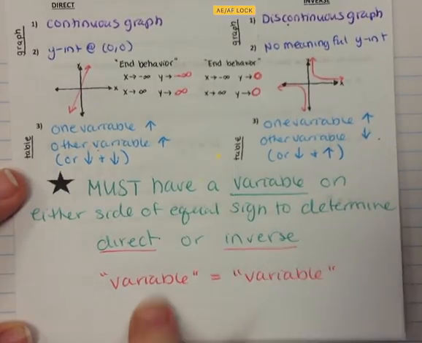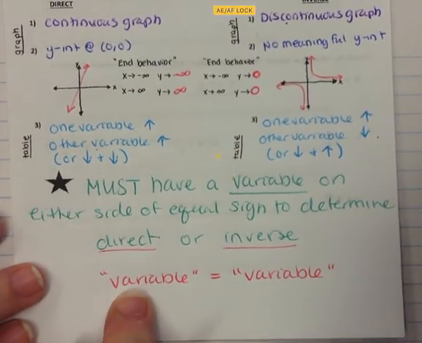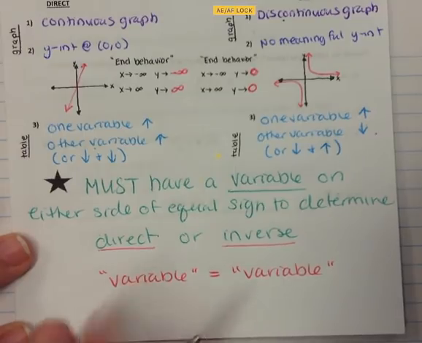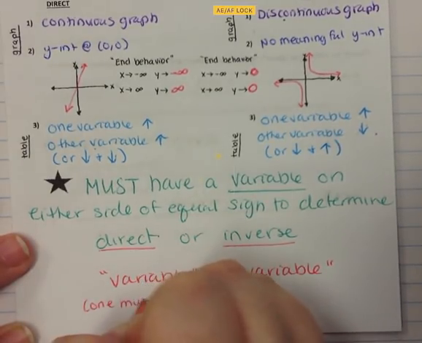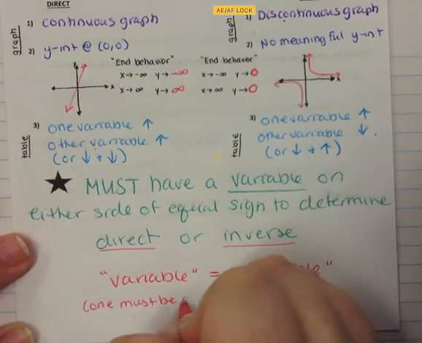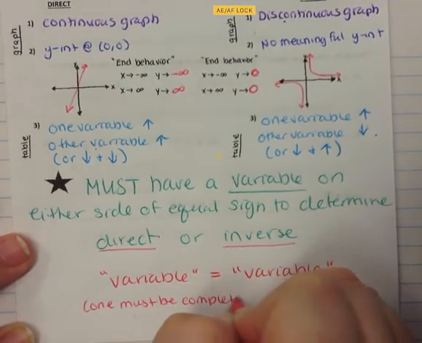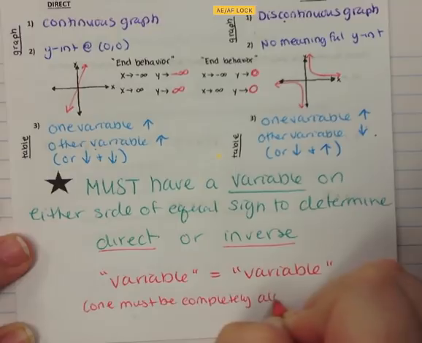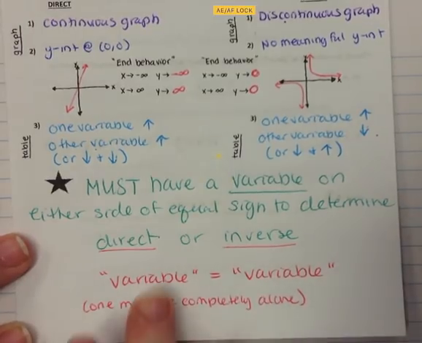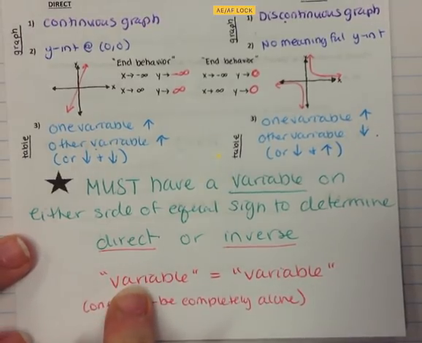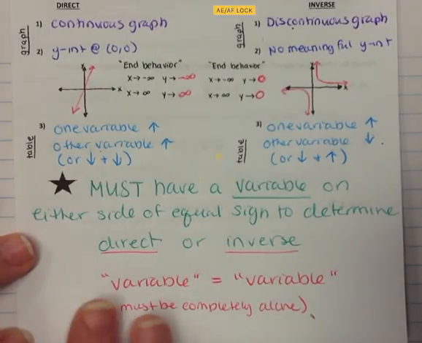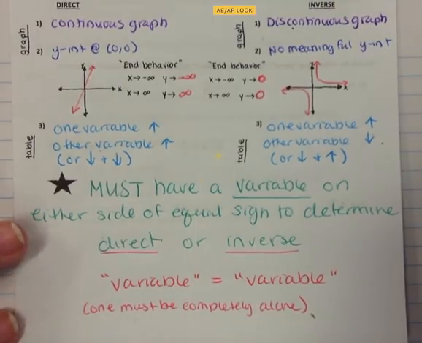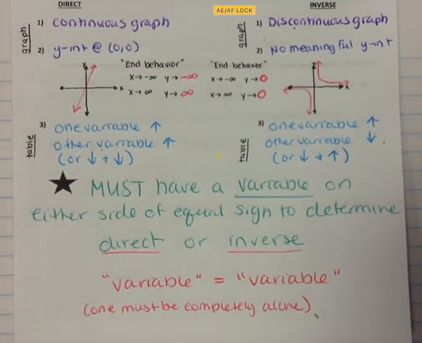Now the thing is that we have to have one variable completely alone. One variable must be completely alone. Generally it's going to be the one on the left that will be completely alone, but if it's not, you can get the one on the right completely alone. Just one of them has to be completely alone to determine if it's direct or inverse variation. Okay? And that's what we're mainly going to be focusing on.